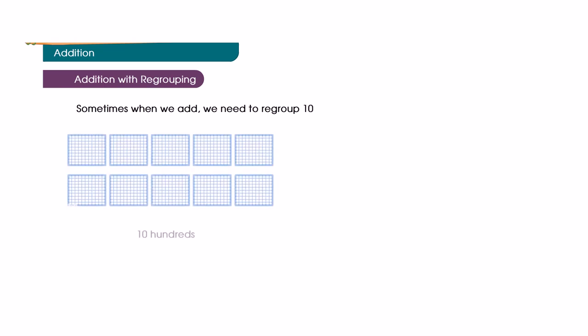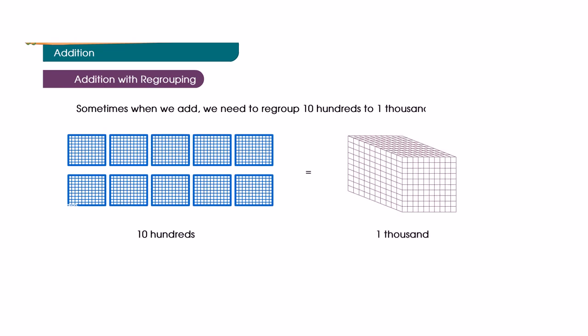Unit 2. Addition and Subtraction. Addition. Addition with regrouping. Sometimes when we add, we need to regroup. 10 hundreds make 1000.